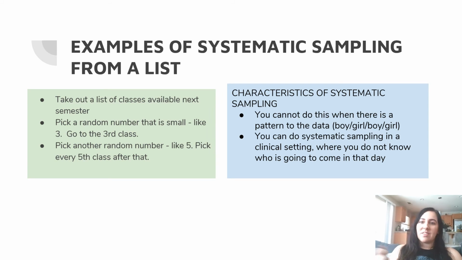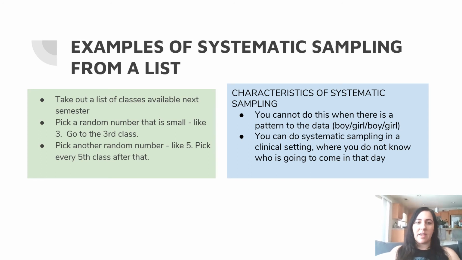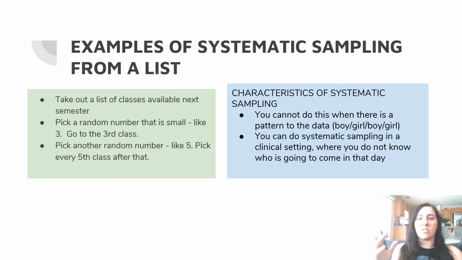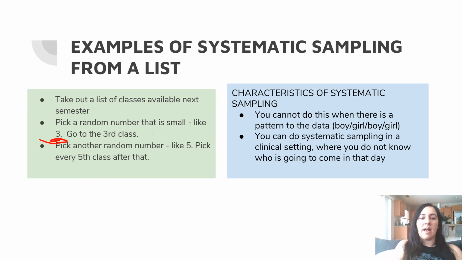Okay, so examples of systematic sampling from a list. Let's say you're given a list, and we're going to look at the classes that are offered during a semester. So you have your list of classes offered that semester, and your initial one has to be any random number. Choose any one. Off the top of your head, maybe you choose 3. That means you go straight to the 3rd class, and that is going to be your initial sample individual, right? Then choose any other random number.